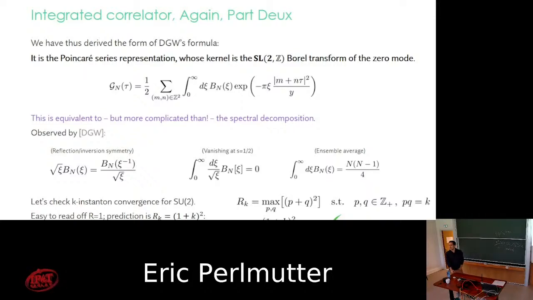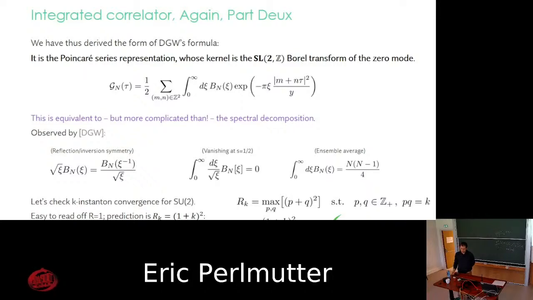I just have to understand why you say that. When you say that the convergence radius is RK for K instanton, you mean that you control the singularity that stops the analyticity? Yeah, so, that's right.